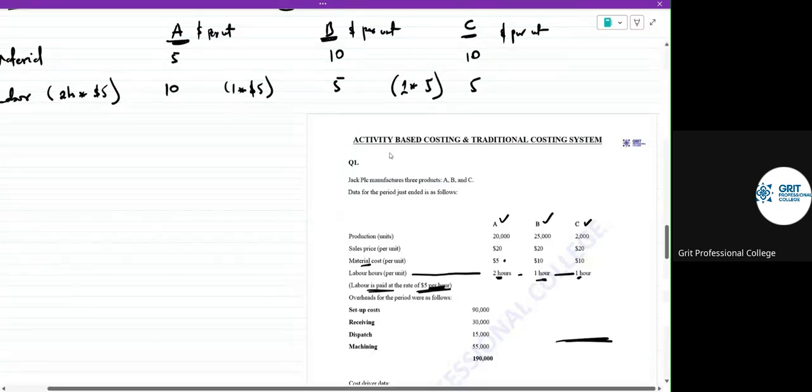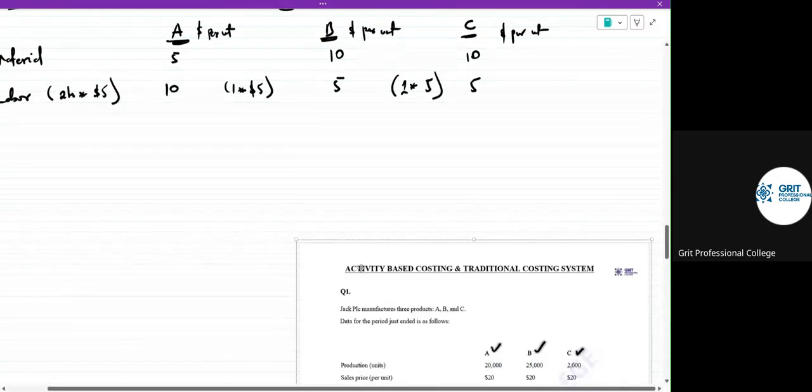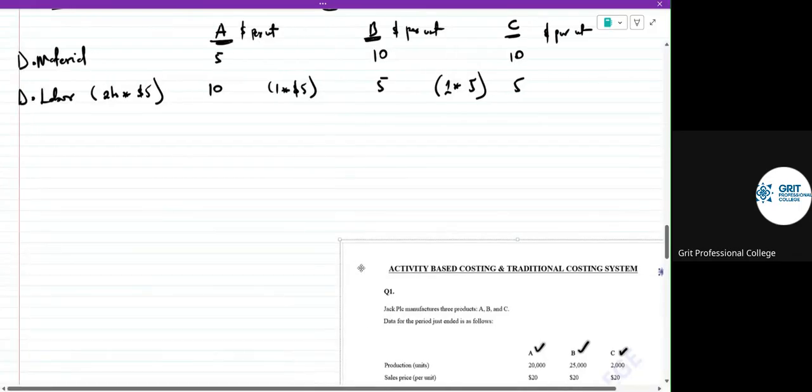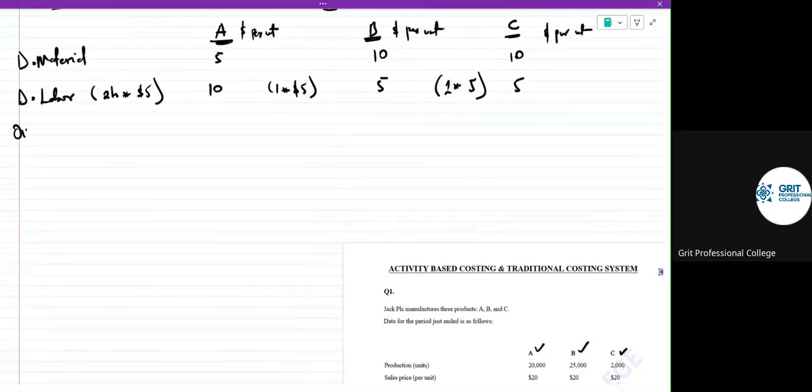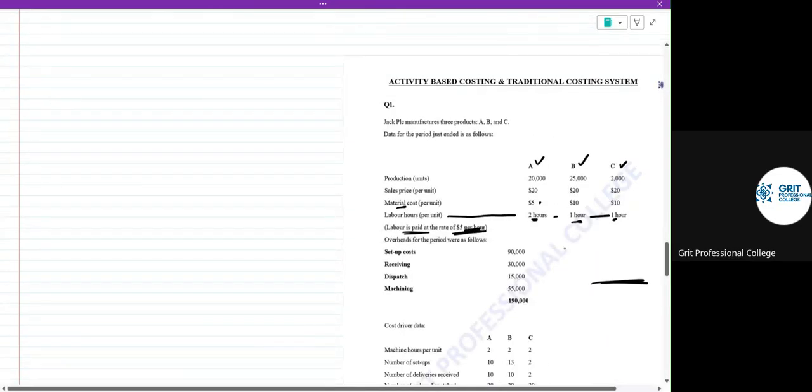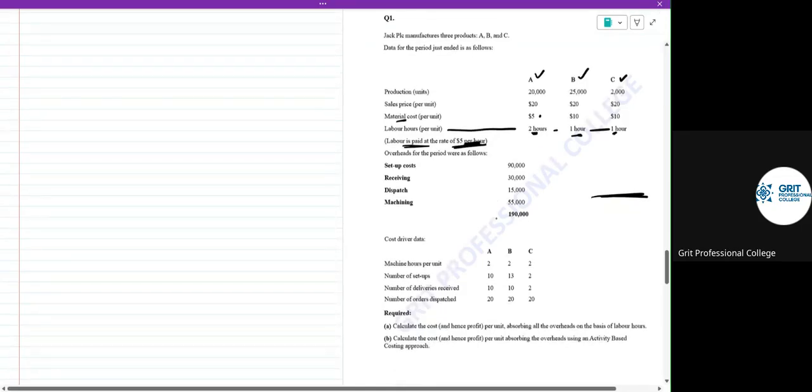All right, so we have direct material and direct labor. There are no direct expenses. What is left? Our overheads. I hope you remember something like this. In our last meeting, we did something like this, right? So we need to absorb the overheads that we have here into our product, and we've been given the total overheads for the period.